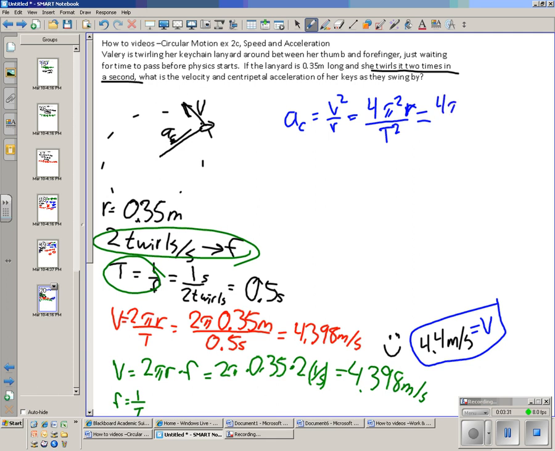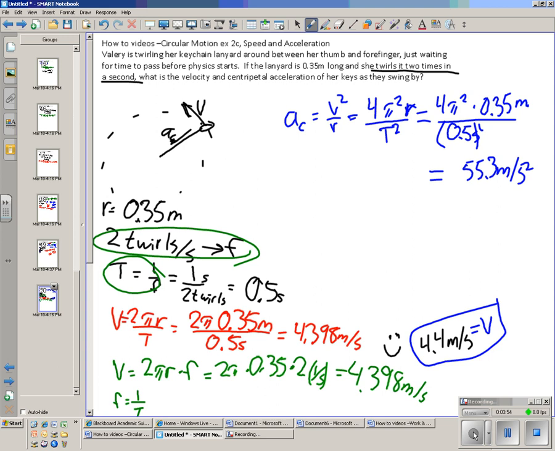4 pi squared times 0.35 meters divided by 0.5 seconds. All of this is squared. And we end up with 55.3 meters per second squared.